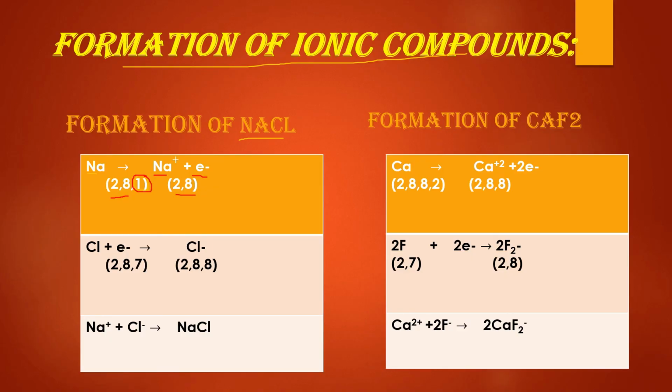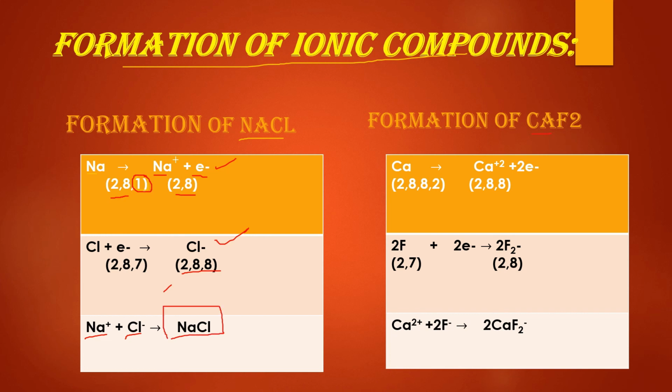Now Cl has the configuration 2, 8, 7 and it needs one electron to complete its octet. So this electron which is donated by the sodium is accepted by chlorine and it is converted into the chloride anion, that is Cl-, having a stable configuration 2, 8, 8. Now this Na+ and this Cl- are held together by electrostatic forces of attraction and they form NaCl, that is an ionic compound.